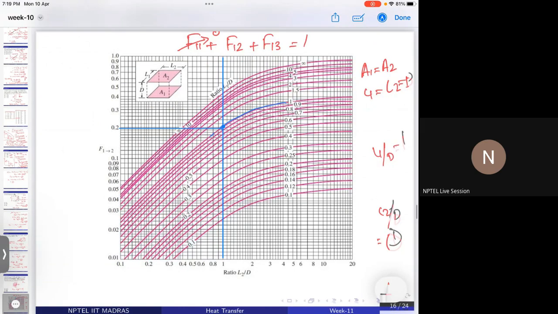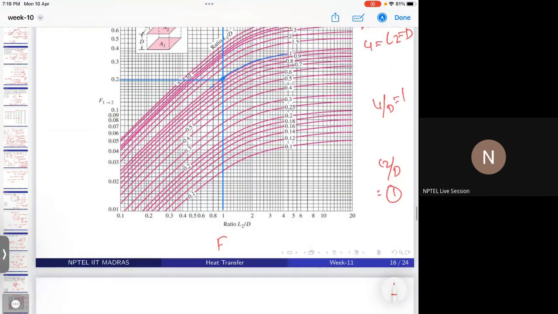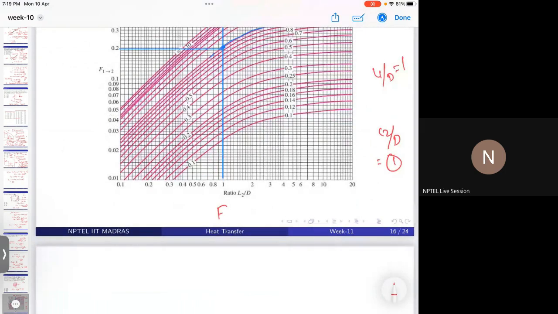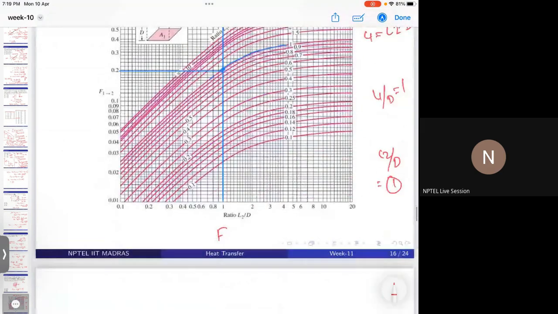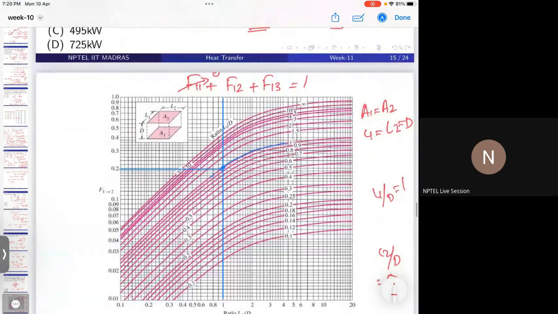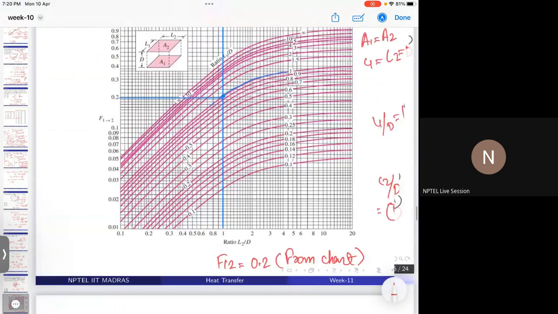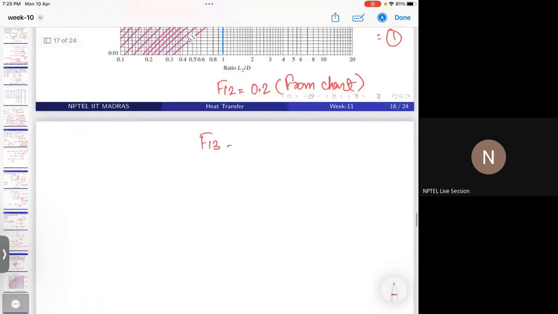So we got from this chart that F12 is equal to 0.2. Like this, there are charts for view factors, charts for parallel disks of the same size, different sizes, like that. You can just look into the textbook. So now what is F13? 1 minus 0.2, which is equal to 0.8.